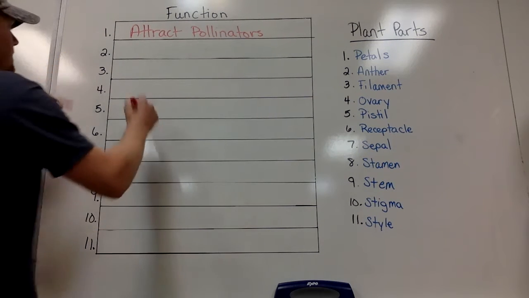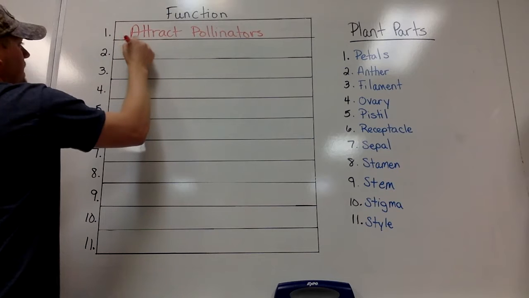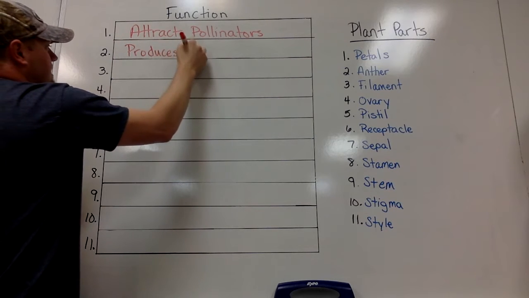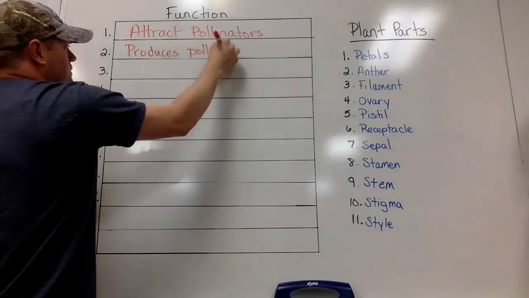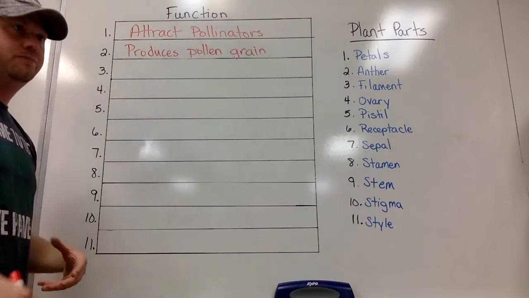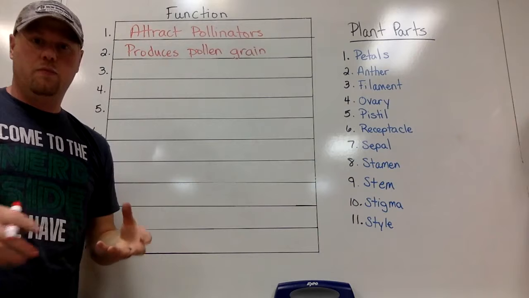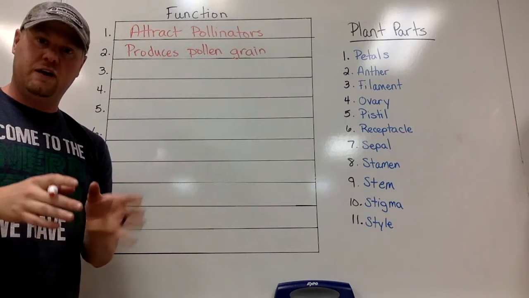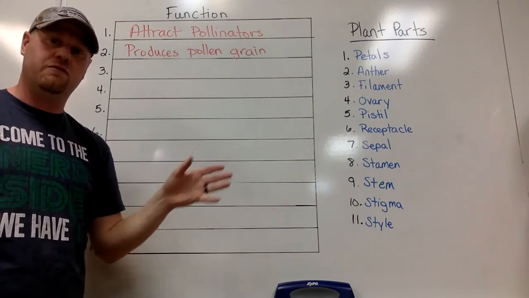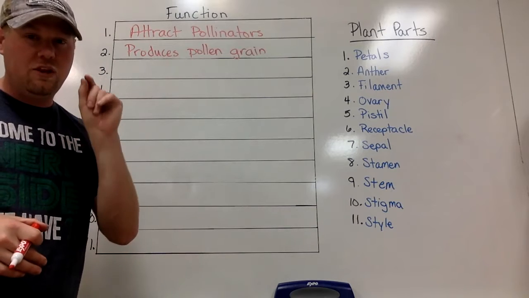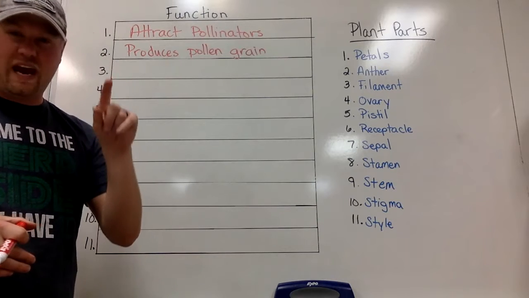Okay, part number 2, the anther. The anther is the part that produces the pollen grain. What you're going to find is that the anther is going to look like a little seed, but it's going to be close to the outside of the flower. It's not going to be in the very center of the flower. And most of the time it's being held by a really thin little strand.